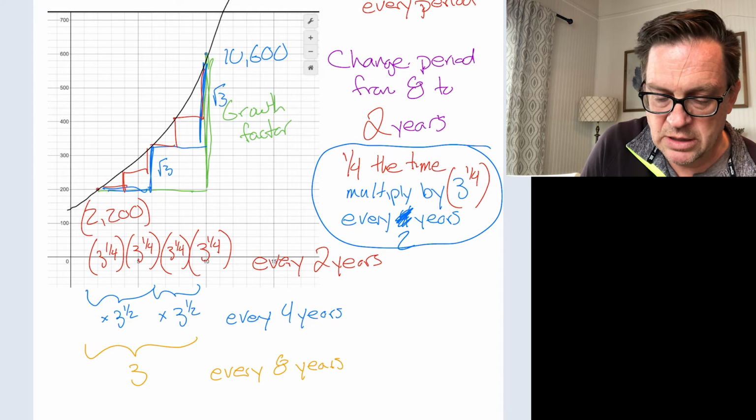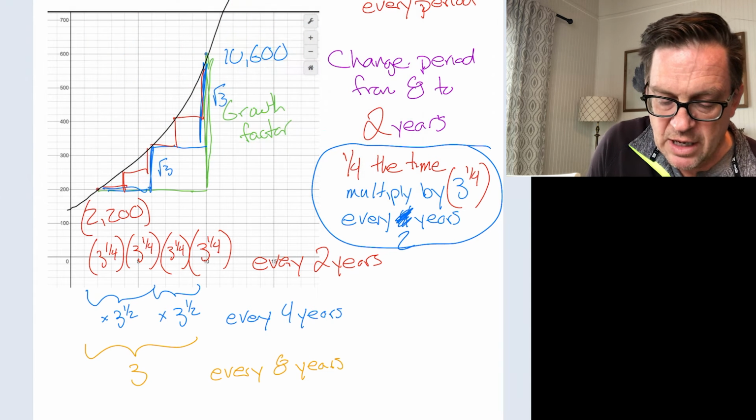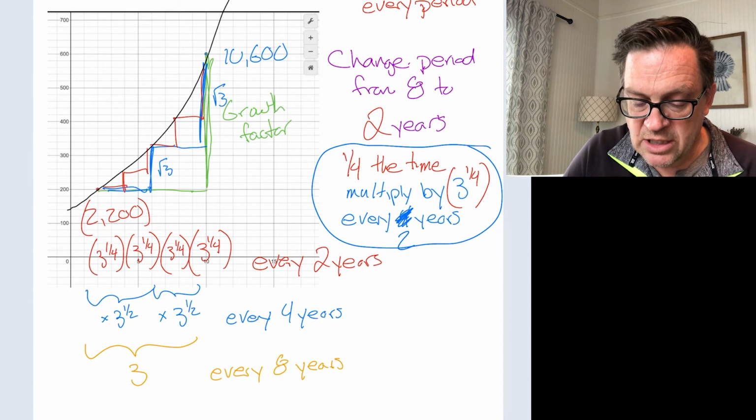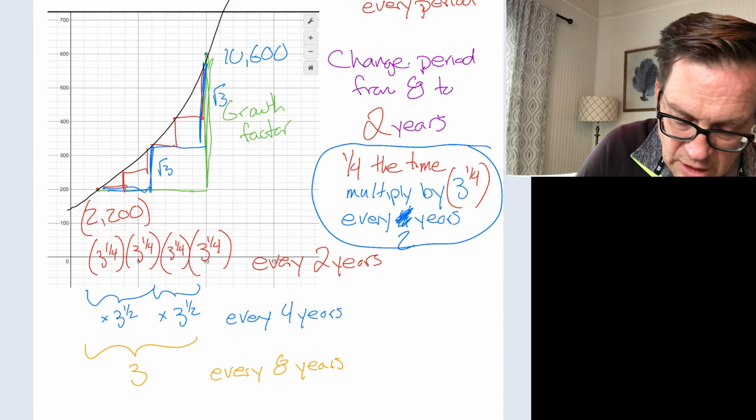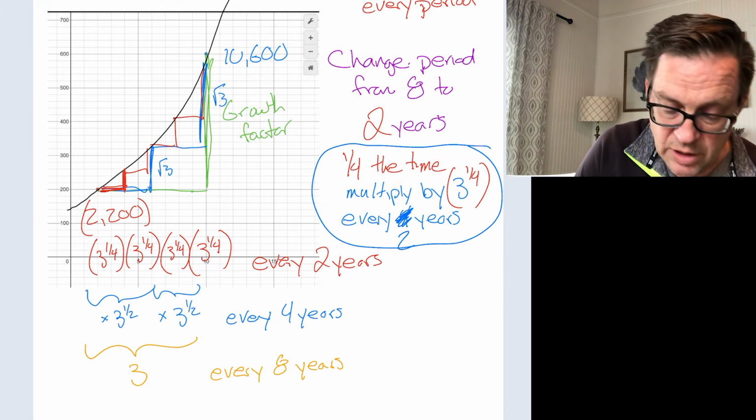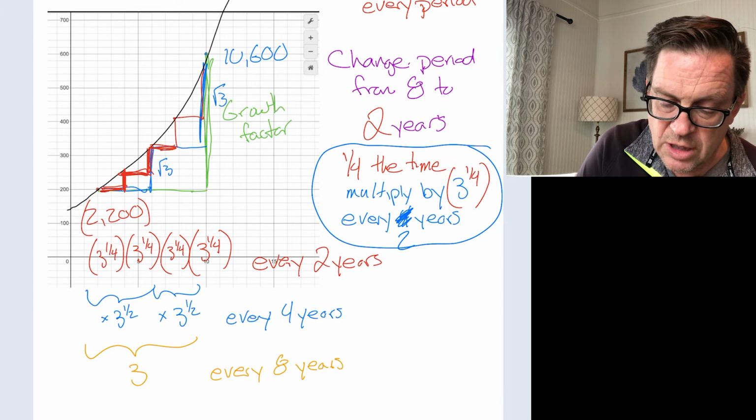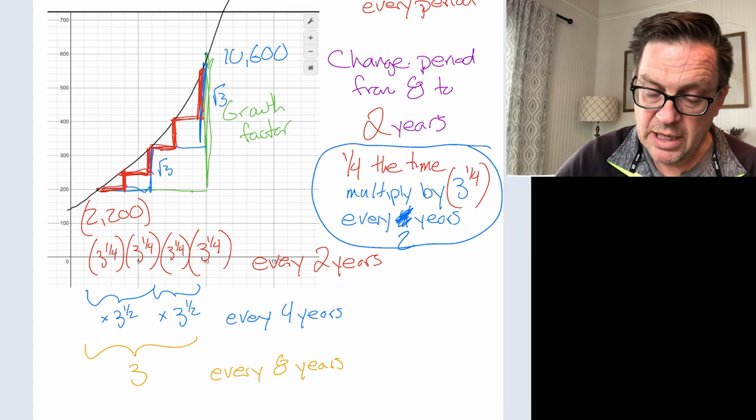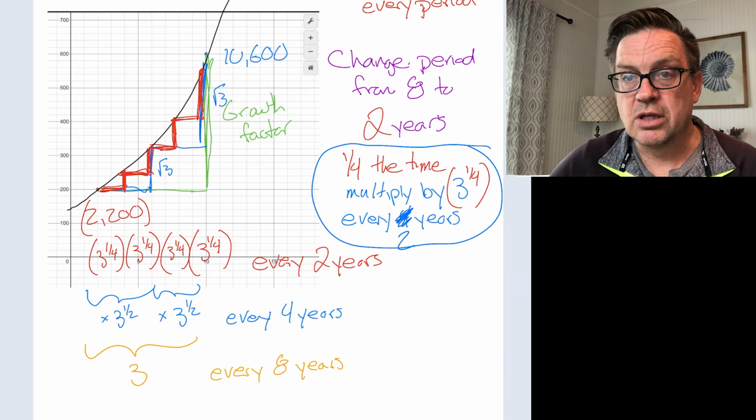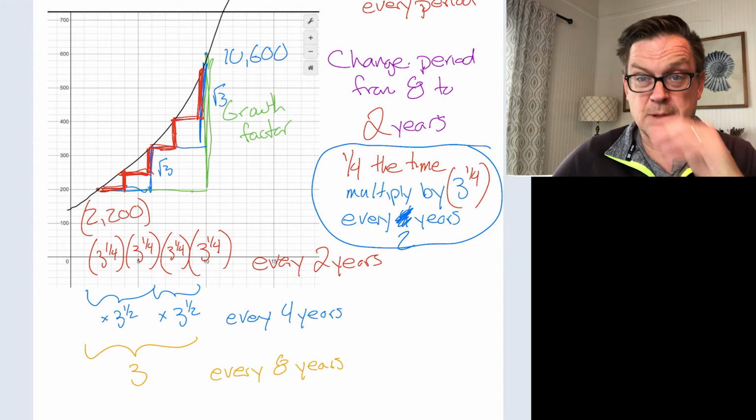the 1/4 power means. But if every one of those red stair steps here, over 2 years, up the 4th root of 3, over 2 years, up the 4th root of 3, over 2 years, up the 4th root of 3, and so on. And you can see that they increase faster and faster, and you get an exponential growth.